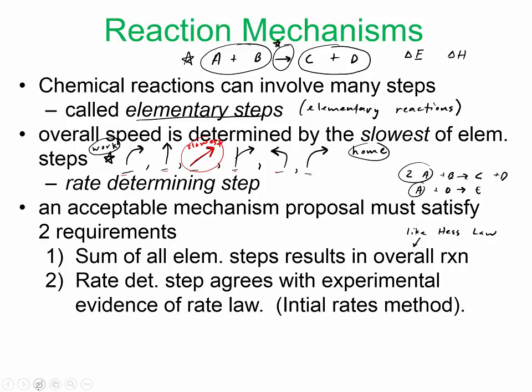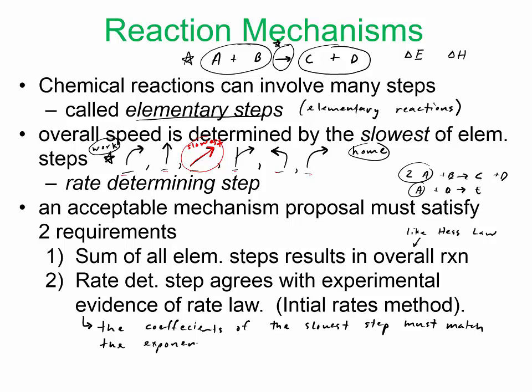And the other requirement is that the rate determining step, or the slowest step, needs to agree with the experimental rate law. What this means is that the coefficients of the slowest step must match the exponents of the rate law, which is determined experimentally.